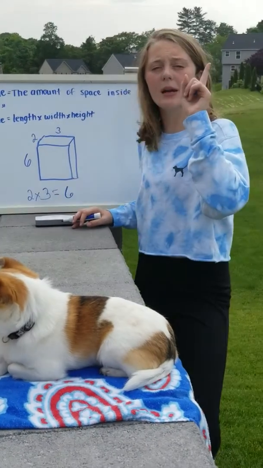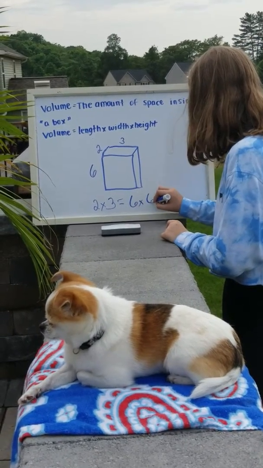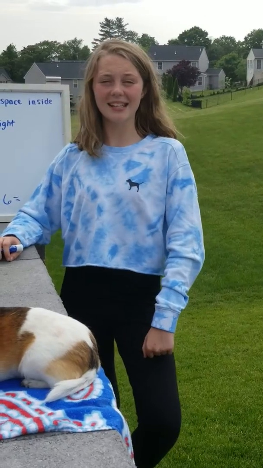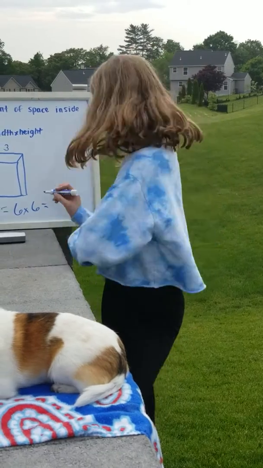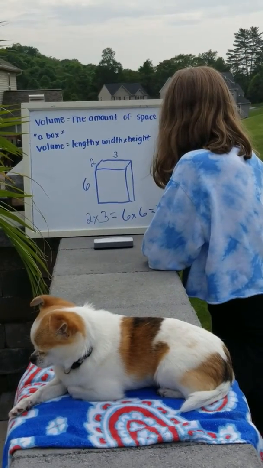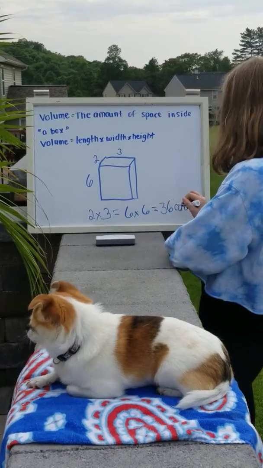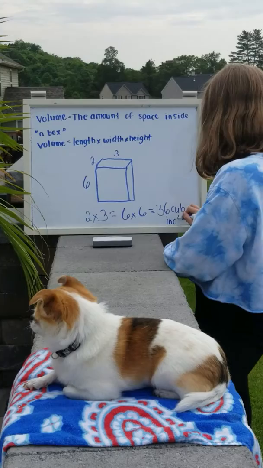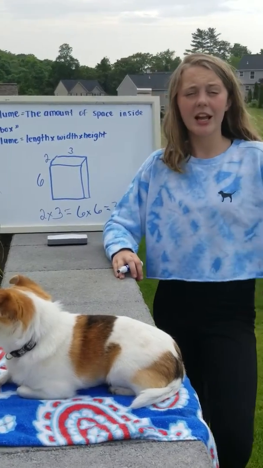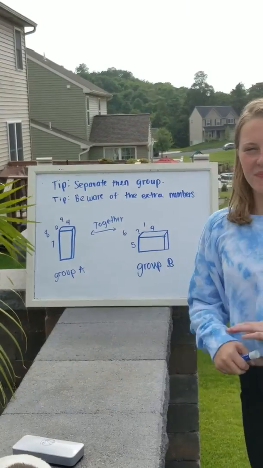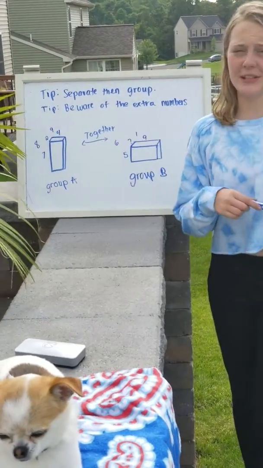Now, there's one number we have to multiply. 6. So what is 6 times 6? Correct, it is 36. So you guys are doing great. And the answer is 36 cubic inches. You guys just did one on your own. Good job.